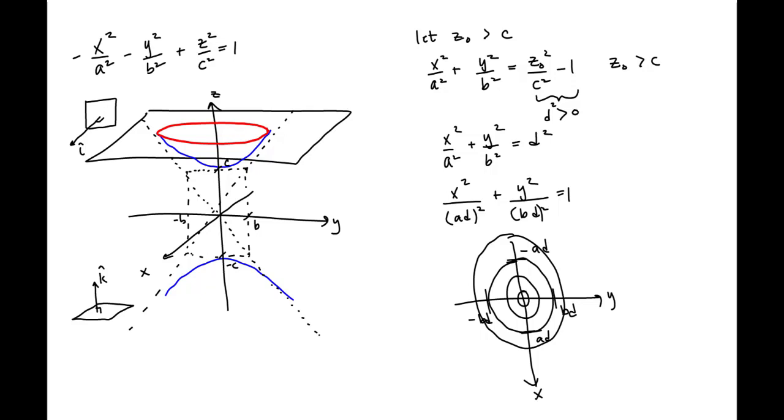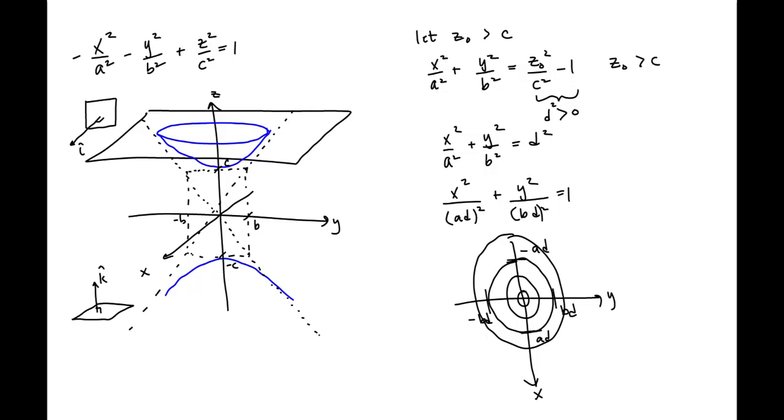The traces drawn by letting z be greater than c end up with ellipses. And notice we get a shallow looking bowl there. This shallow looking bowl is one of the sheets of our hyperboloid of 2 sheets.